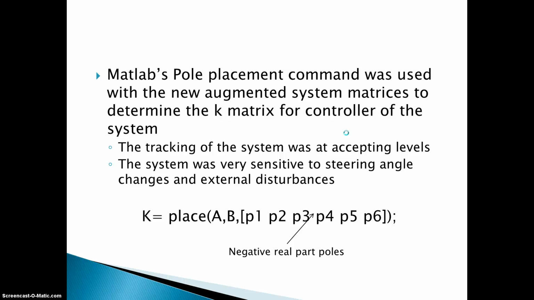The augmented A and B matrices were then used in part with MATLAB's pole placement command to find a K matrix for our controller. We chose 6 negative real part poles, and we came up with different controllers. Although we were getting good tracking on all the different poles we tried, the disturbance rejection, especially on the steering angle, was not that great.